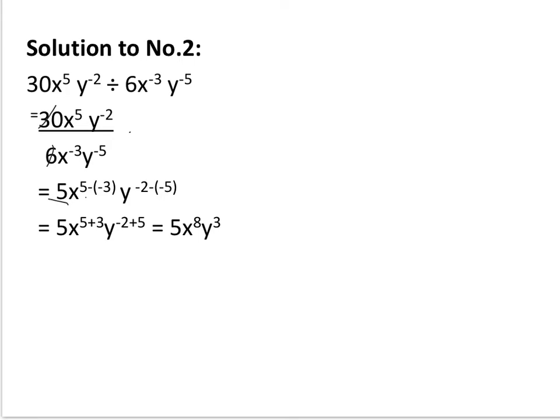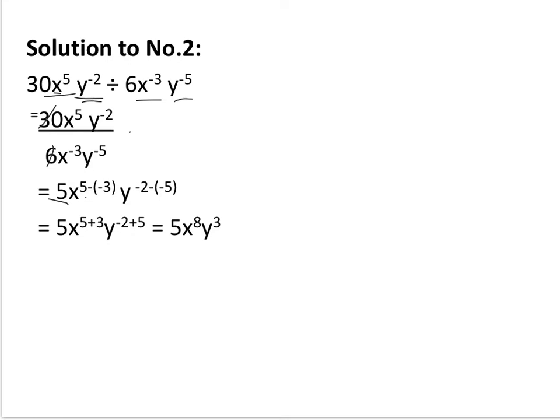Remember in division, you subtract powers of like bases. So we have x here raised to power 5 and x here raised to power minus 3. So to divide, we subtract minus 3 from 5. So we'll have 5x raised to power 5 minus 3. And then for y, we do the same thing. We'll subtract minus 5 from minus 2. Note, it is not the other way around.